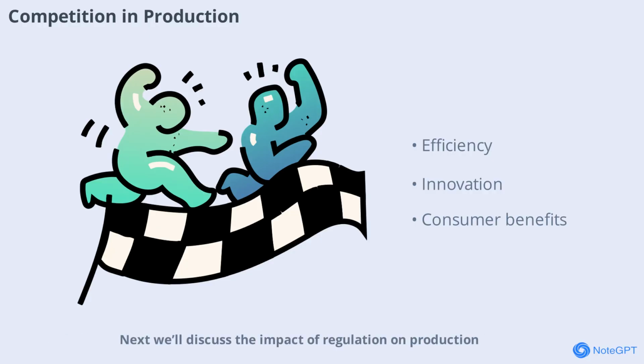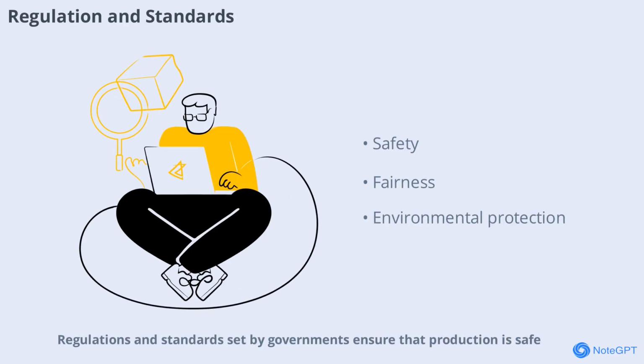Next, we'll discuss the impact of regulation on production. Regulations and standards set by governments ensure that production is safe, fair, and environmentally responsible.